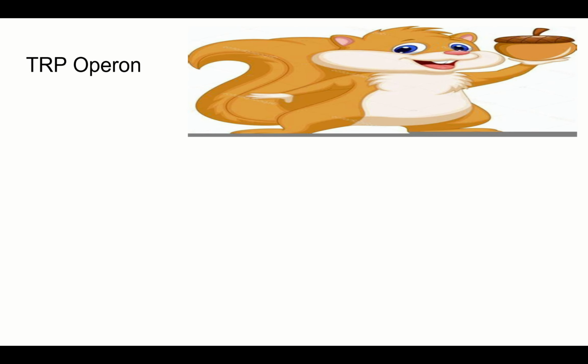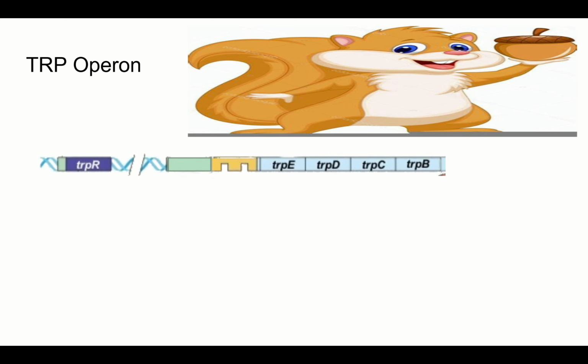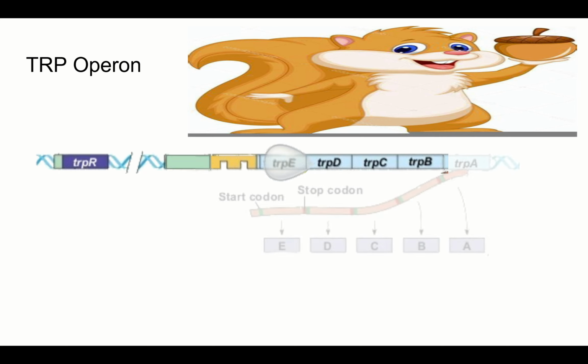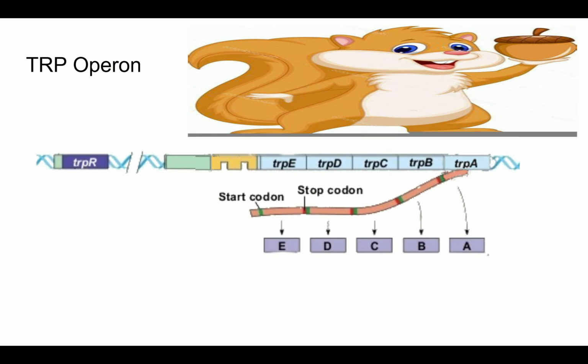Now we have the trp operon, which is a repressible operon, usually for catabolic processes. Here we have the trp operon gene. That trp-R region codes for the operator protein, which is in its inactive form, meaning that it cannot bind to the operator region, as we see here, leaves the system, which then allows RNA polymerase to bind to the promoter and transcribe the gene into mRNA.